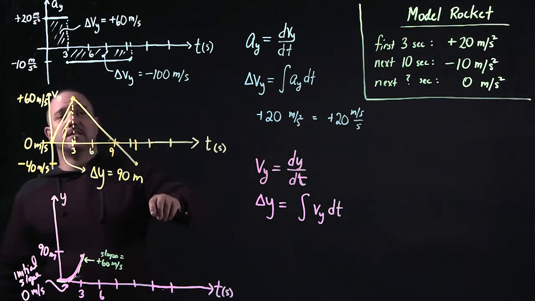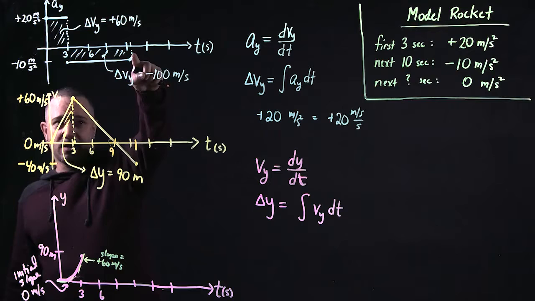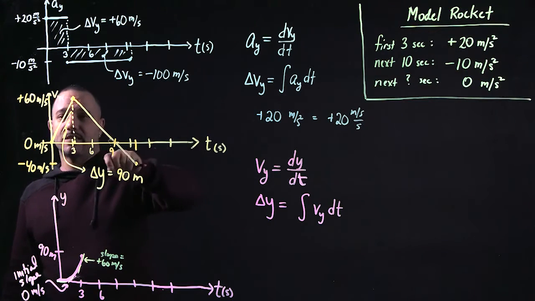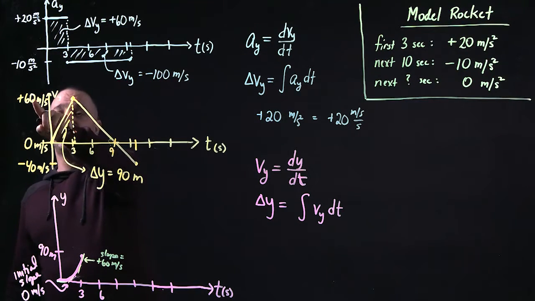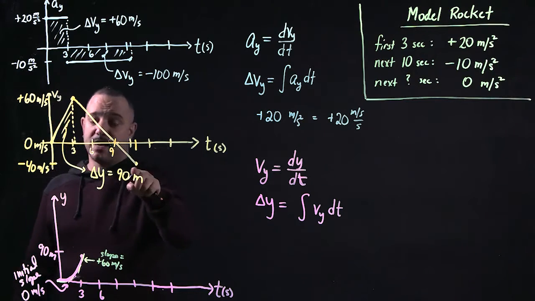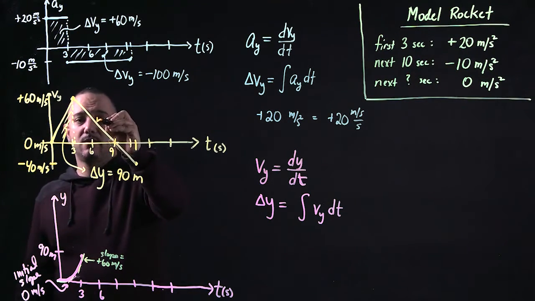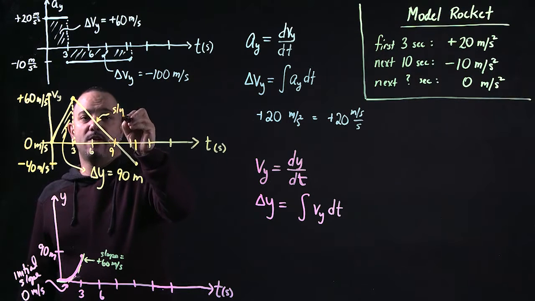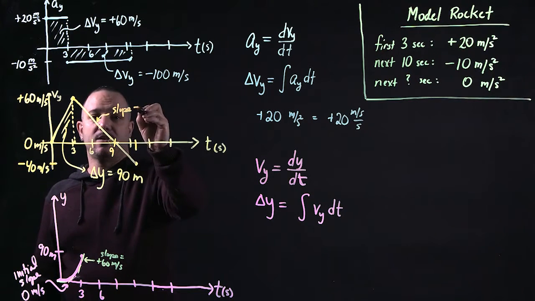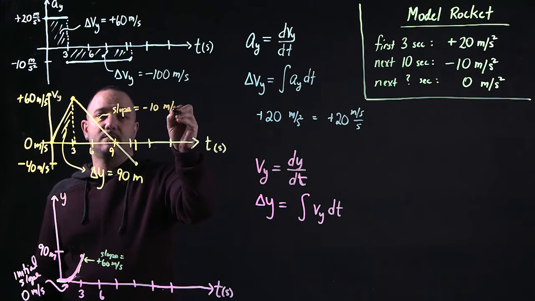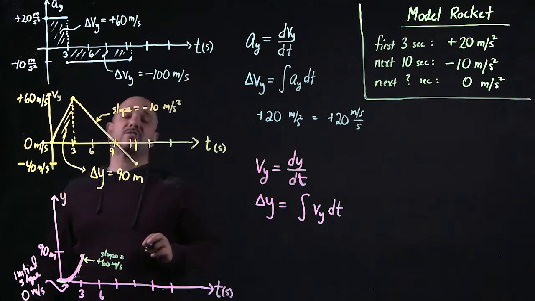Okay. So again, the area under the acceleration curve gives you the change in velocity. We have a change of -100. 60 minus 100 takes us down to -40. The slope, you can see the slope here, right? Whenever you have free fall, the slope of the velocity curve is -10 meters per second squared. So that's our slope there.